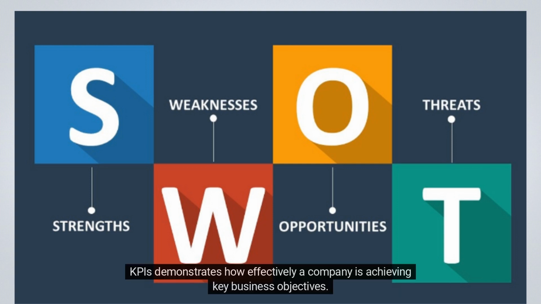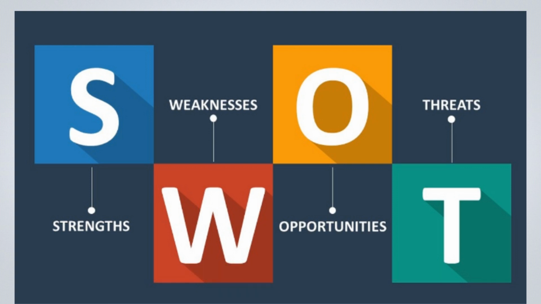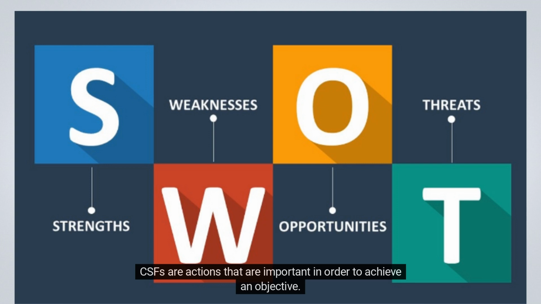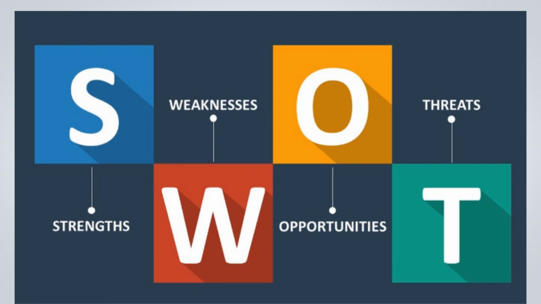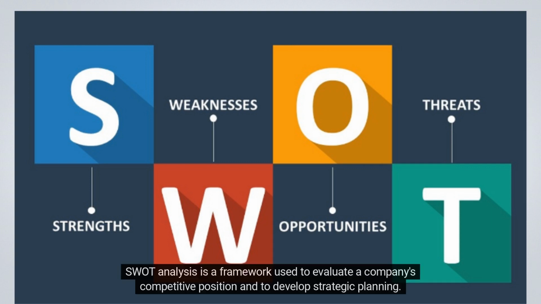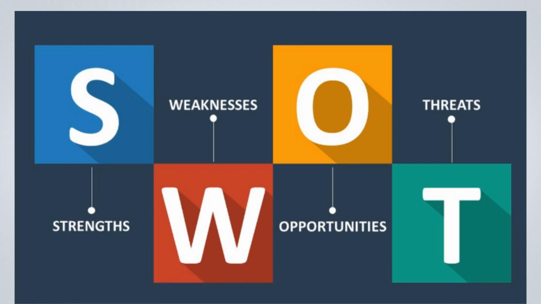KPI demonstrates how effectively a company is achieving key business objectives. CSF are actions that are important in order to achieve an objective. KPI are important to measure if progress is made towards CSF or not. Now that we know about performance measurement indicators, let's have a look at what SWOT analysis is. SWOT analysis is a framework used to evaluate a company's competitive position and to develop strategic planning.